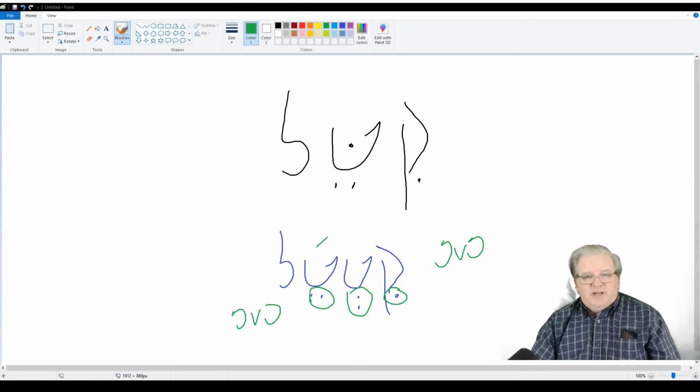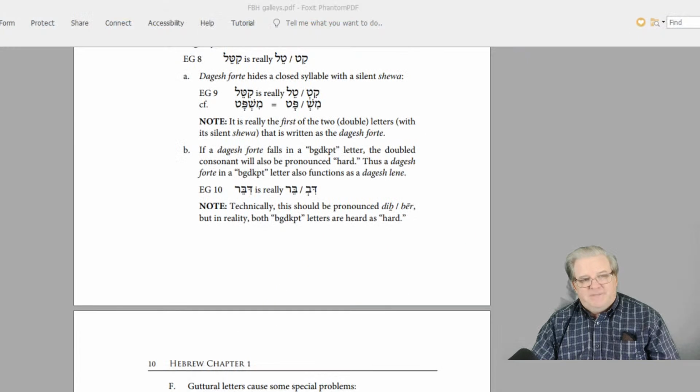Oh, but what about a dagesh forte and a begadkefat letter? Well, you work it out the same way. It's actually both. And that's what that's saying. But we haven't really learned it yet.